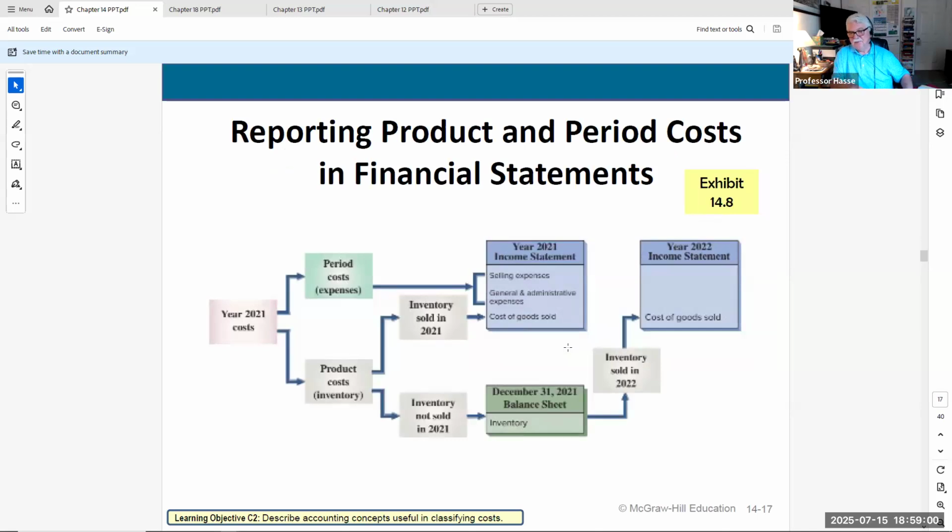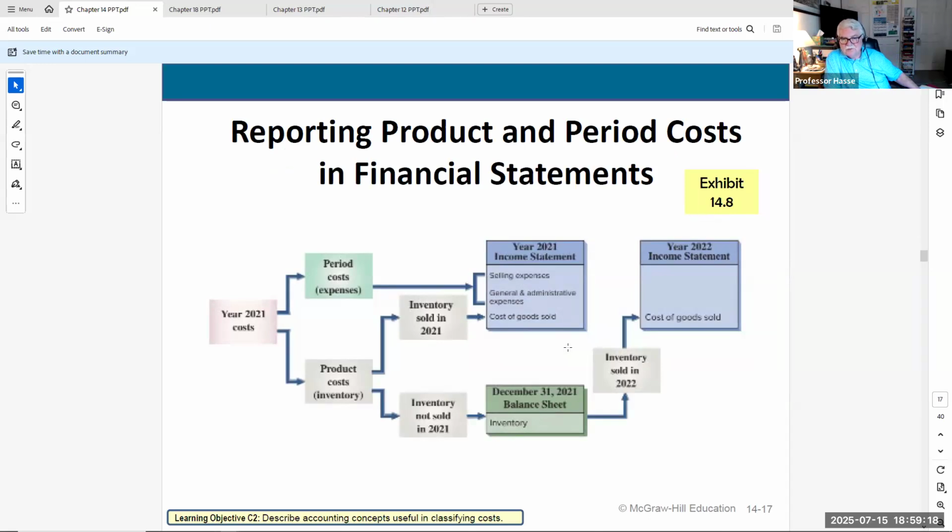And here's an example of that. We're looking at 2021. Look at the product costs. You build something, you put it in inventory. Okay, it's sitting in inventory ready to be sold or on the shelves of a store.